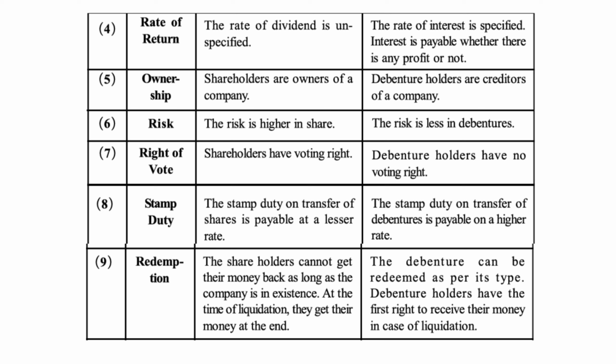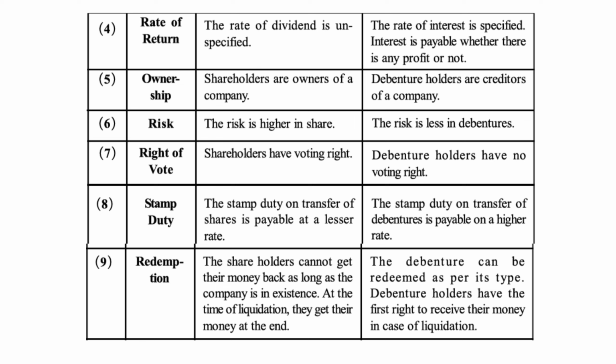Next is ownership. Shareholders are the owners and debenture holders are the creditors. Risk for shares is more because first, the rate of return is not fixed. You can get 0% dividend, you can get 20% dividend. Further, at the time of liquidation also, you will get your capital in the very end. So it is possible that whatever amount you have invested in the shares, you may or may not receive it back. So there is a higher risk in shares.